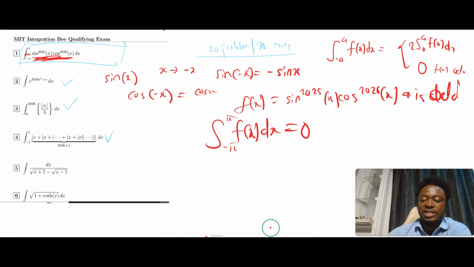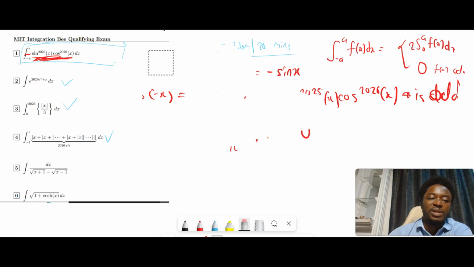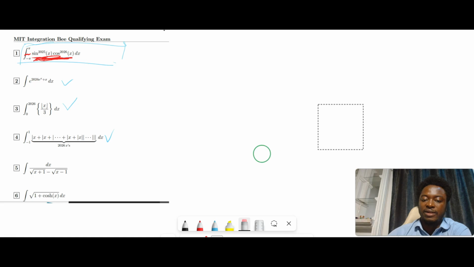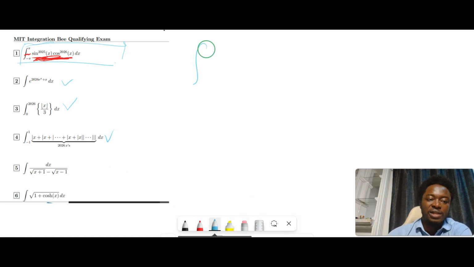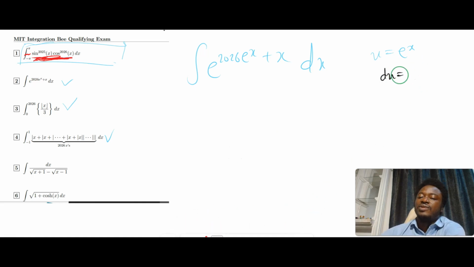What about the second integral? Well, to do this second integral, let's observe that, I think I've made a video of this one before, but let's just still do it. The integral of e to the 2026 e to the x plus x dx. Well, you may be thinking, how do I make a substitution here? Because we know that substitution works. First of all, if you try to take u to be e to the x, you are going to really struggle here, because you can get du to be e to the x dx, of course, but the problem now is how do you handle this?